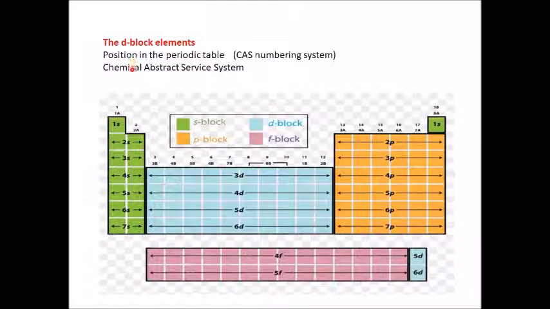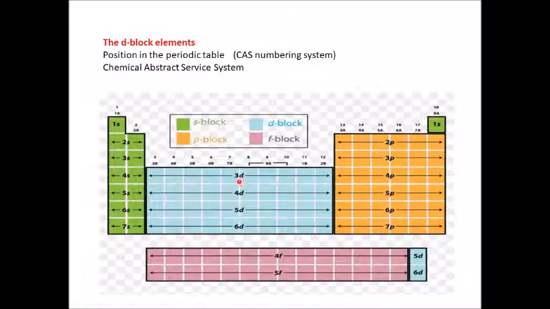The d block elements. First we learn about the position of these d block elements in the periodic table. The numbering you can see is of both types, that is Arabic numbering as well as the CAS numbering system. Here you find that the d block is present in the middle of the periodic table. They involve the periods 4, 5, 6 and 7, and the groups are 3, 4, 5, 6, 7, 8, 9, 10, 11 and 12. So these are the d block elements.